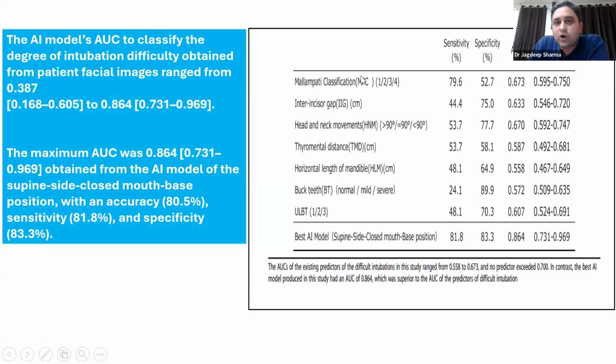So we can see the results of other clinical evaluation parameters like Mallampati grade. We can see the sensitivity and specificity of those tests, like interincisor gap, which had a sensitivity of 44.4% and specificity of 75%. And when these clinical evaluation parameters were compared with the best AI model, the supine side closed mouth position, it had a sensitivity of around 81.8% and specificity of 83.3%, and the area under the curve was 0.864.